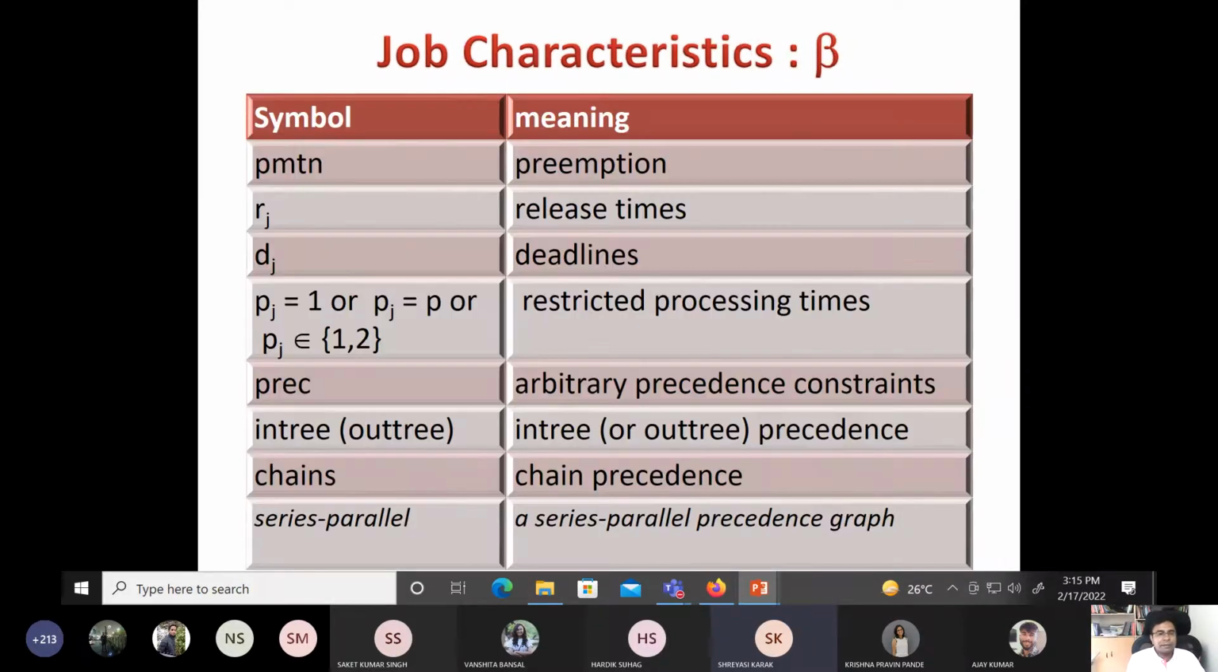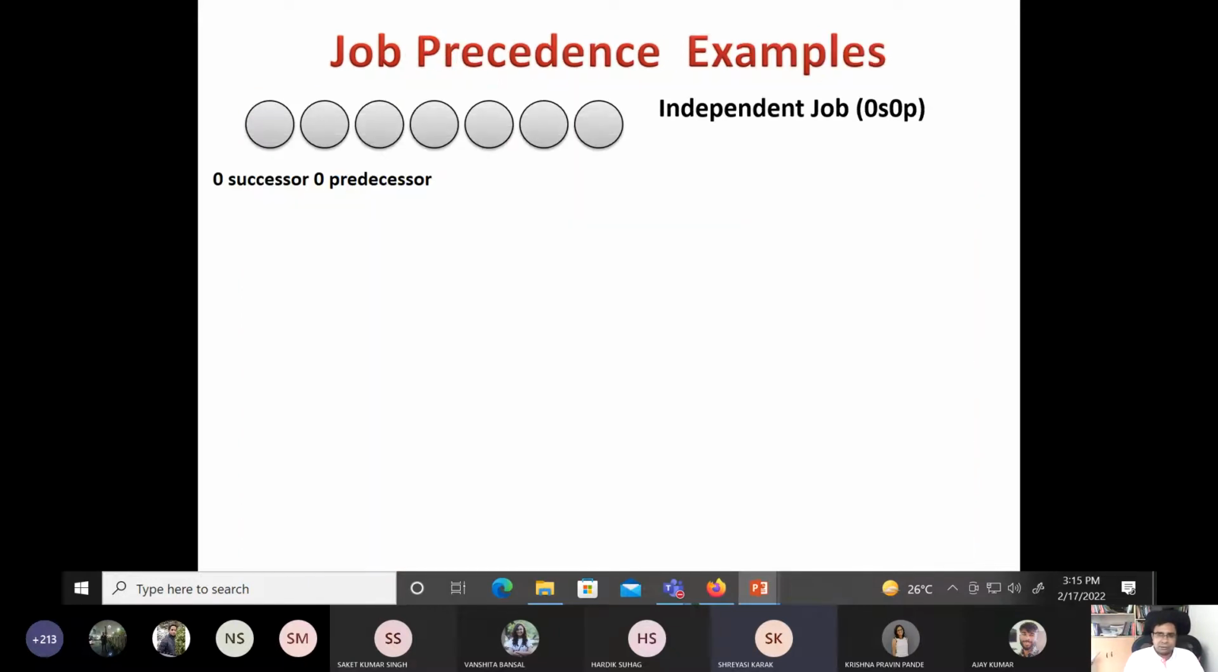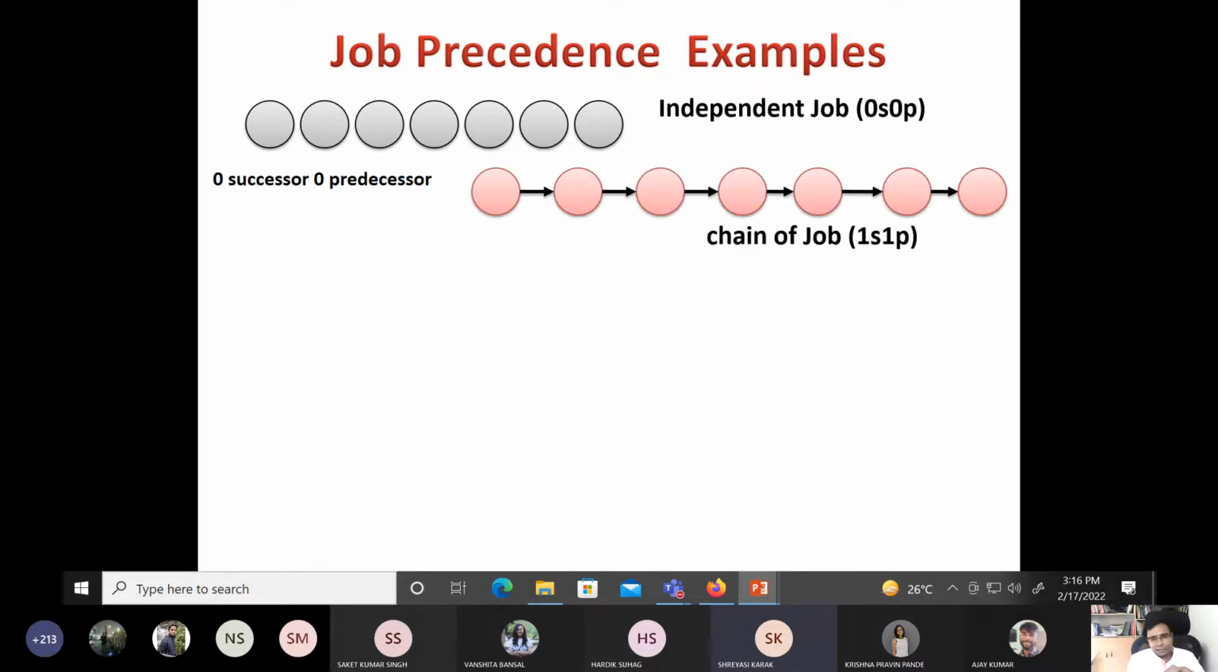Next, in the precedence constraint, the first one is independent jobs. Are you able to see the first set of jobs? We have 7 jobs, and all are independent jobs. Independent jobs have 0 successors and 0 predecessors. They don't depend on any others. Suppose every job has a maximum of 1 predecessor and 1 successor. It can be 0, but at most 1 predecessor and 1 successor, not more. Then it will be a chain of jobs, a very simplistic one.